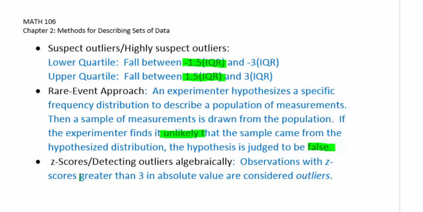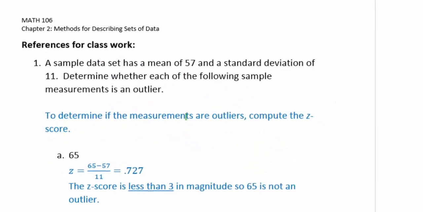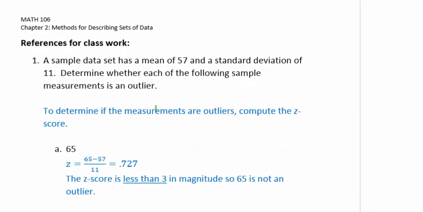Observations with z-scores greater than 3 in absolute value are considered outliers. So that means if we have a z-score of 3 or higher, that would be considered an outlier. On the other extreme, z-scores of -3 and smaller, that is 3 standard deviations below the mean, are also considered to be outliers.